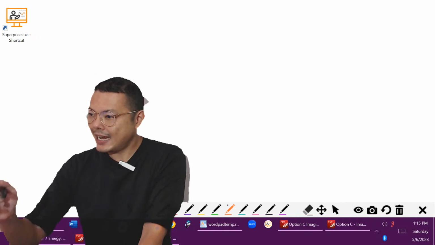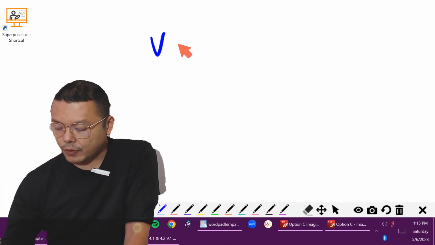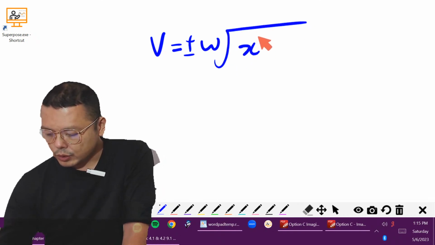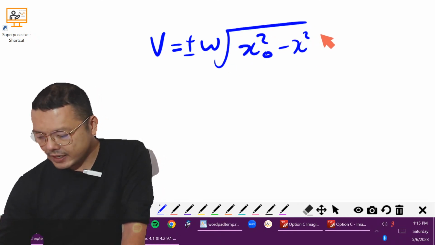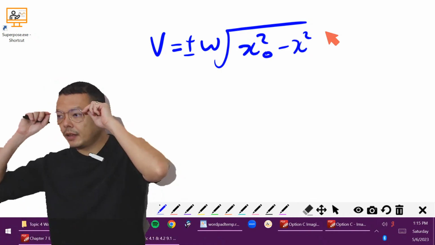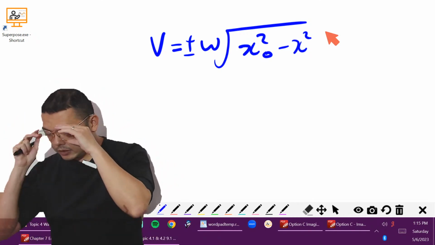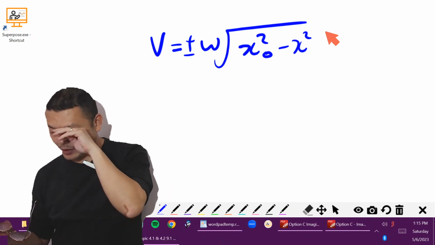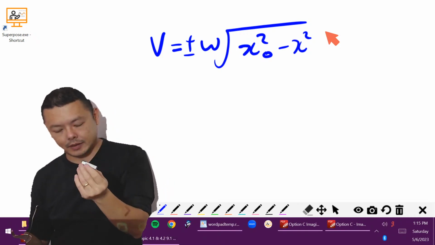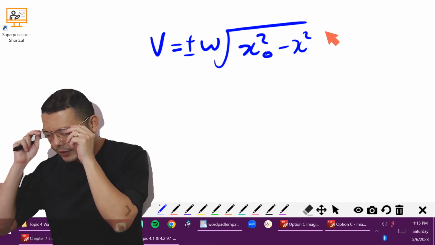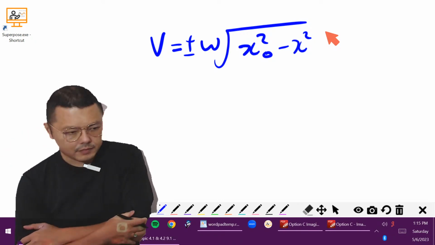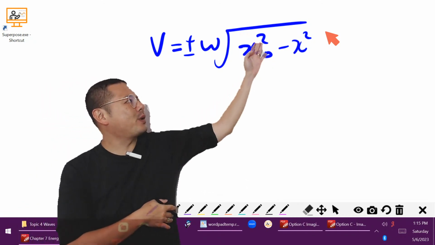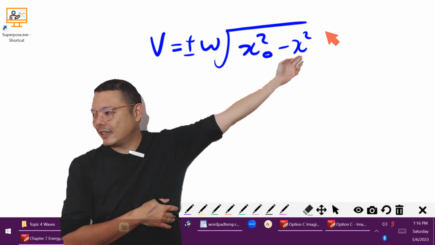Okay? So there is an equation that helps you to find the velocity with respect to the displacement, but you've got to learn how to read this thing. I'll break it down for you. Don't worry. V stands for what? Velocity. Then the omega: angular frequency. x naught: amplitude. Then the square root of amplitude squared minus displacement squared.